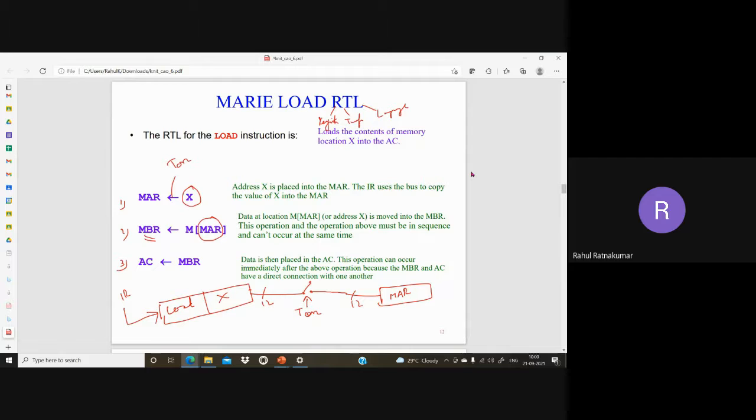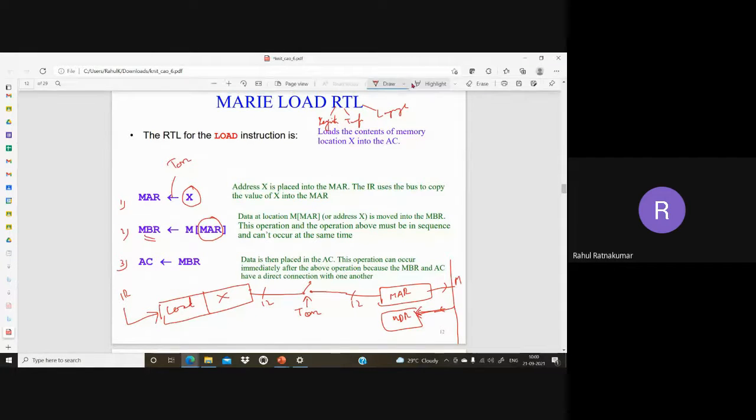So MAR right now is pointing to memory. This is memory. MAR is pointing to memory. So now whatever data MAR is pointing to, MDR is receiving that data. Okay, so here also there is a switch. You should remember here also there is a switch which helps in this data transfer.